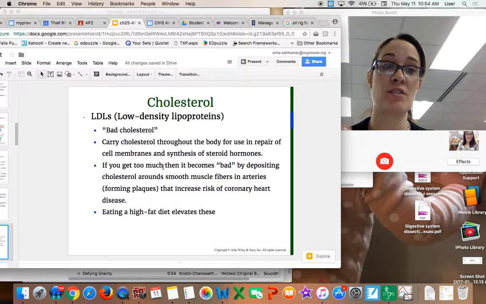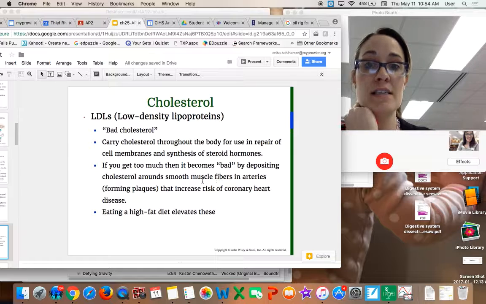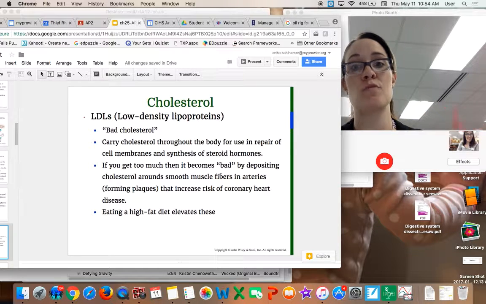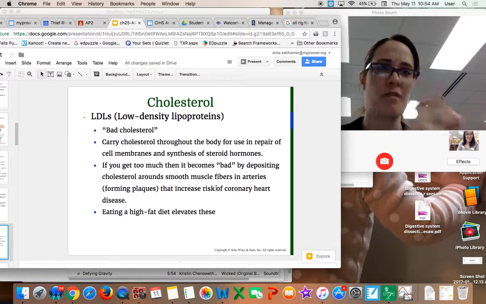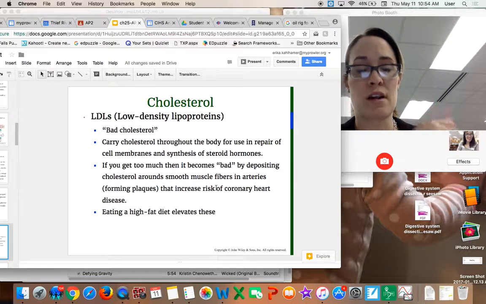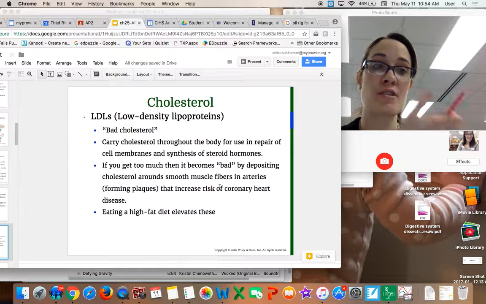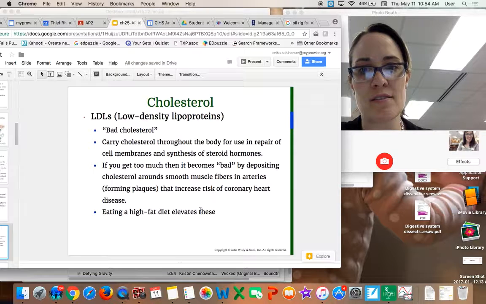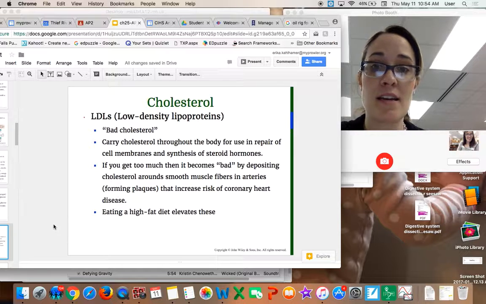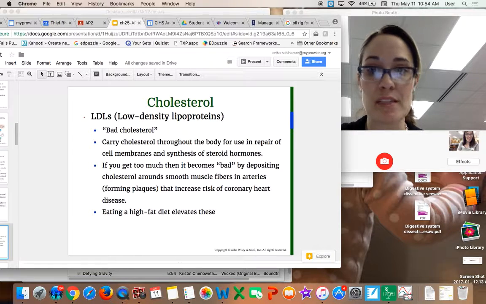If you get too much of it in your diet, too much of this LDL cholesterol, it deposits the extras around the smooth muscle fibers in your arteries and around your heart, forming plaque, a build up in the arteries. And that just increases your risk for heart disease, coronary heart disease, and disease in the outside blood vessels. And what can cause this? Eating too high of a fat diet, fast food, for example.